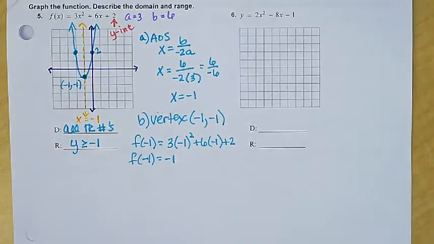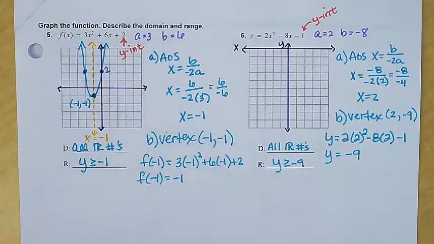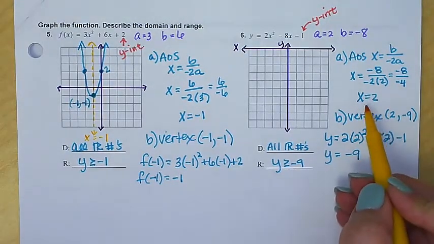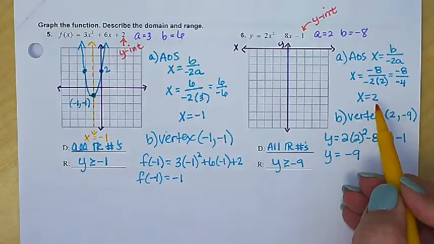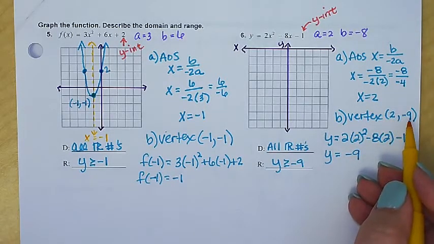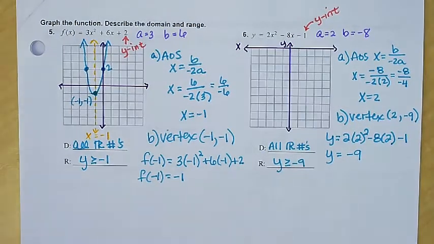Okay. Try the next one and then check your answer and see how you did and see if you are comfortable graphing these on your own. Okay, so check your graph here. I'm about to create mine, but if you got your axis of symmetry to be at +2 and your vertex at 2, -9, then you are in great shape, right?